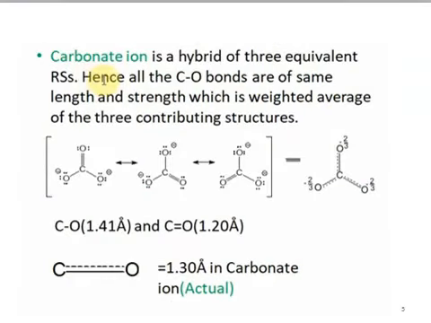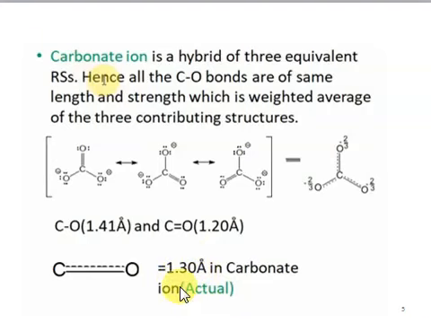Just for an example, we take the example of this carbonate molecule, right? So this is a carbonate molecule and its formula is CO3. Here you can see that CO3, right? So that's basically a hybrid, and all of these bond lengths, these oxygen carbon bond lengths, are equal, right? And all of these are equal to 1.30 angstrom in actual, right?